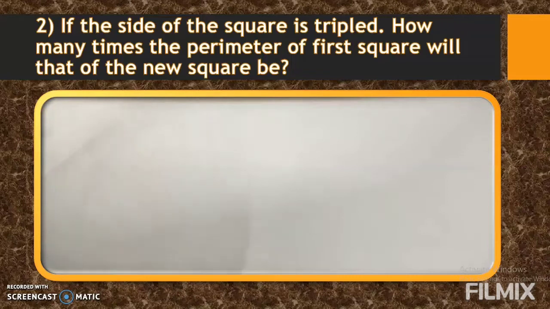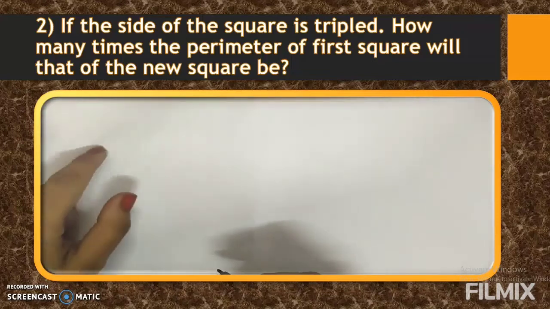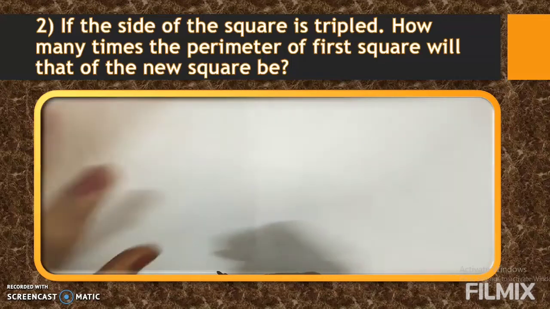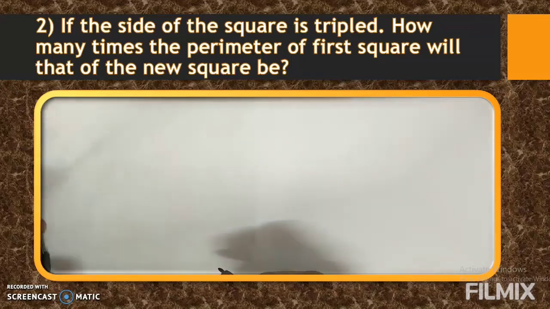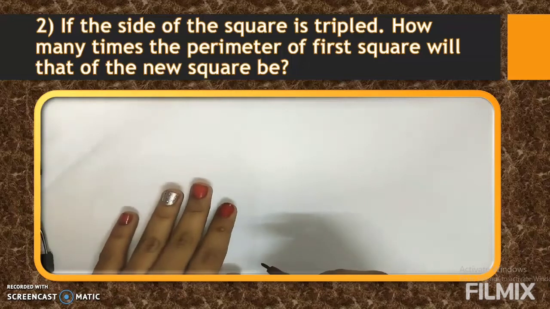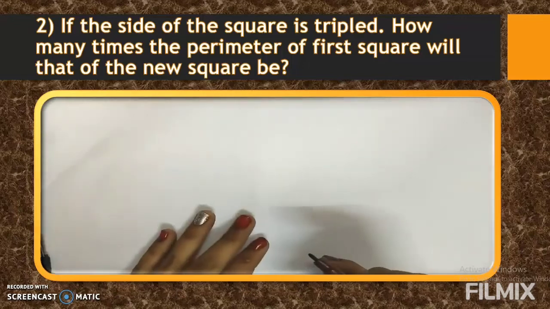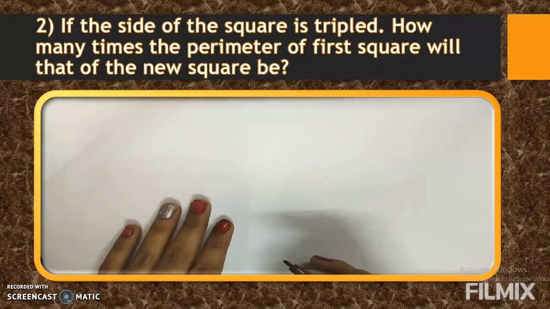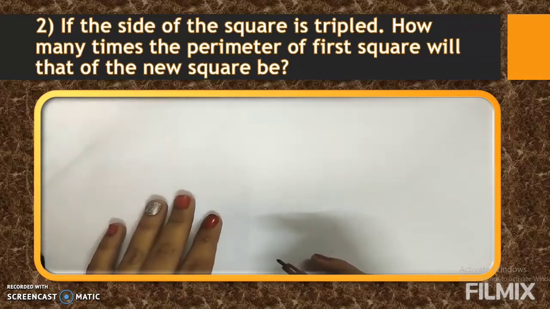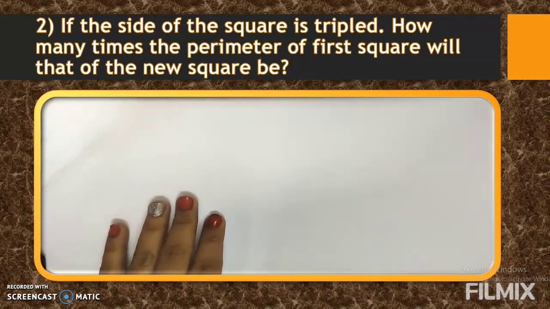If the side of a square is tripled, how many times the perimeter of the first square will be that of the new square? Now in the first question they were using words like old rectangle and new rectangle, so we wrote the statements accordingly, length of old rectangle, length of new rectangle. But here they are giving words like first square and new square. So now we will write the statements as per our question only. Square has all 4 sides same. So what statement will we write?